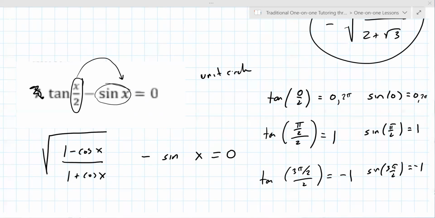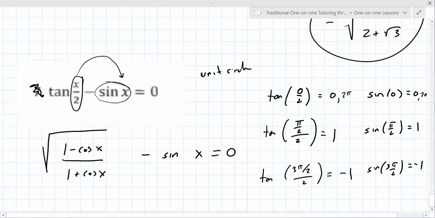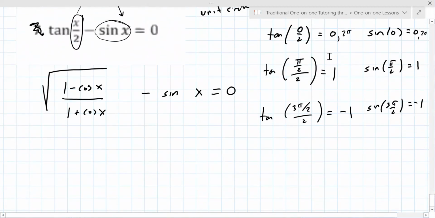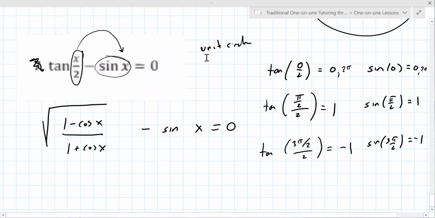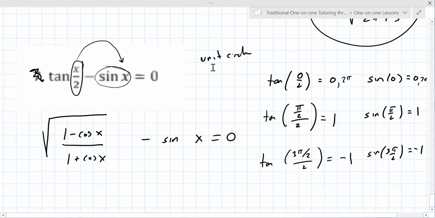Do you guys have any ideas or anything come to mind when you see that? No idea. Okay. But you see it works. You see that there are nice values. So maybe the thing to take away from this problem is that sometimes you can just go to your unit circle and look for things like that.